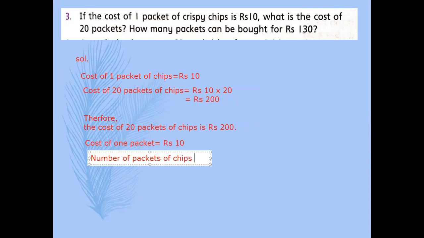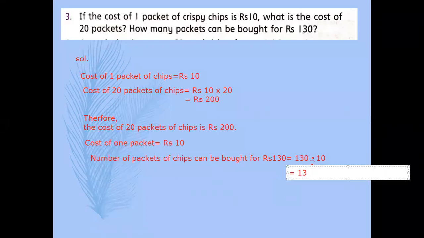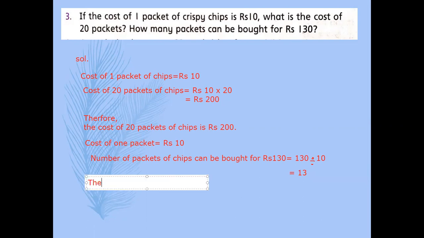Okay, chips that can be bought for 130 rupees. So what to do in this case? We have to divide these terms, like the cost of one packet and the cost of that required number of packets. So that is 130 divided by 10. Let me use my other pen to make the division sign clear for you. So 130 divided by 10 is 13. So that means we can buy 13 packets of such chips.